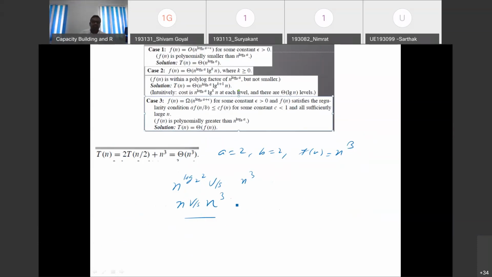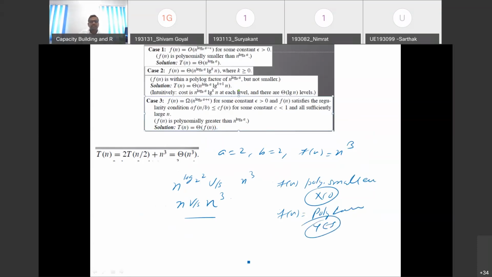Which case? Tell me. Is case number 1 applicable or not? Case number 1 says that f(n) is polynomially smaller. So is that the case here? No. Case number 3: f(n) is polynomially larger. Yes. It is polynomially larger, right?